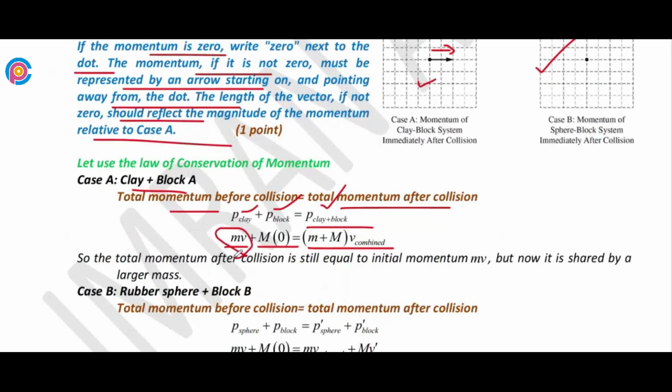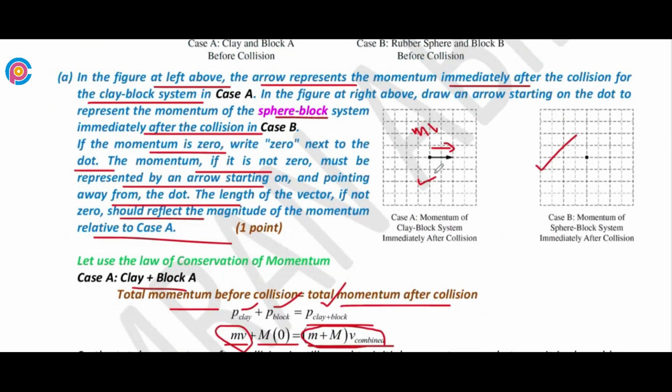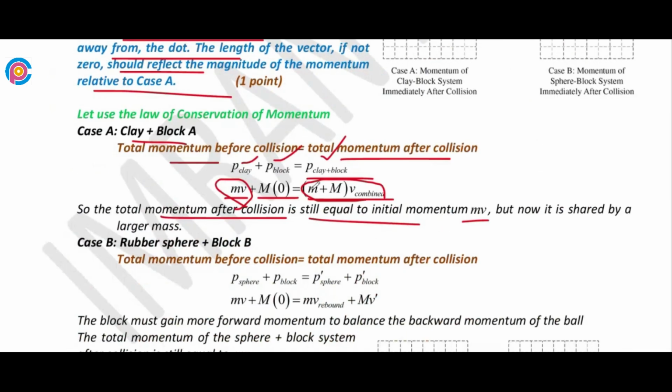This is equal to this one. So the total momentum after the collision is still equal to the initial momentum. We have to represent this: the total momentum immediately after the collision is equal to mv. Now it is shared with the larger mass, but the momentum is still equal to mv.